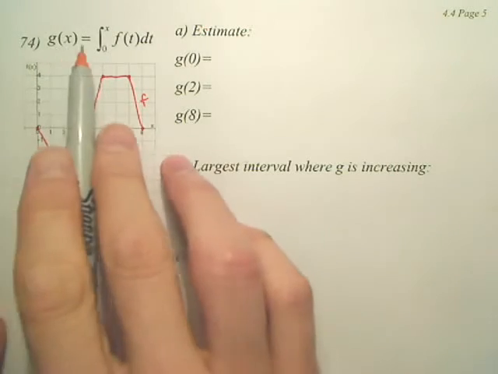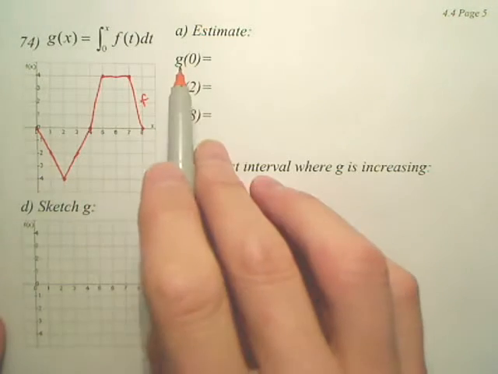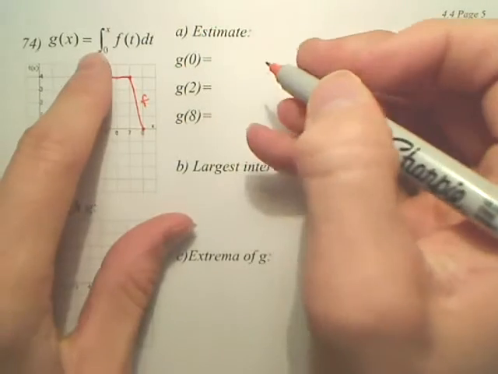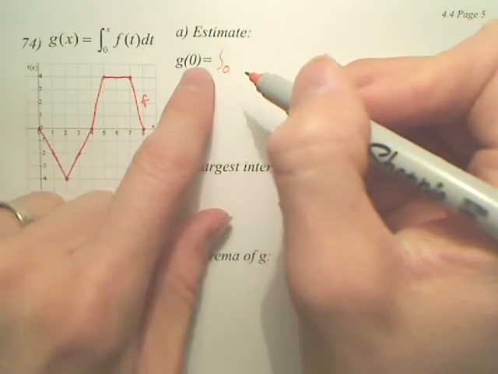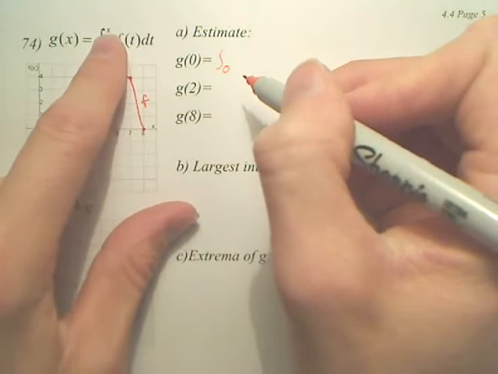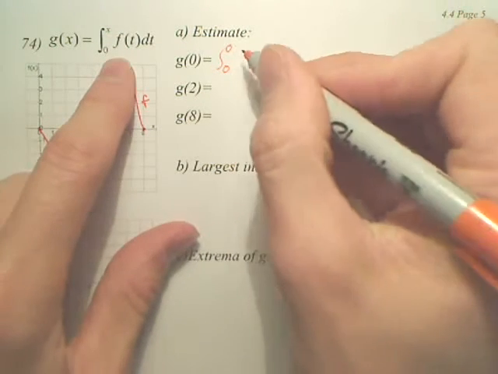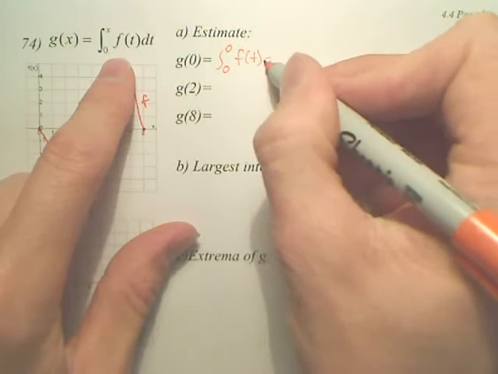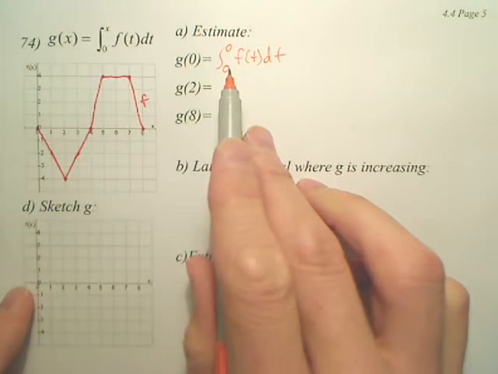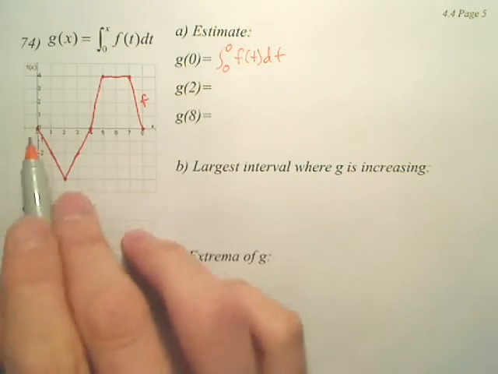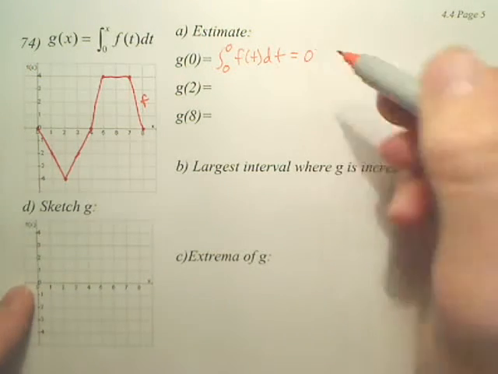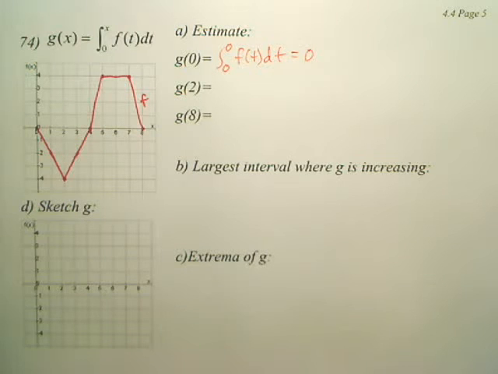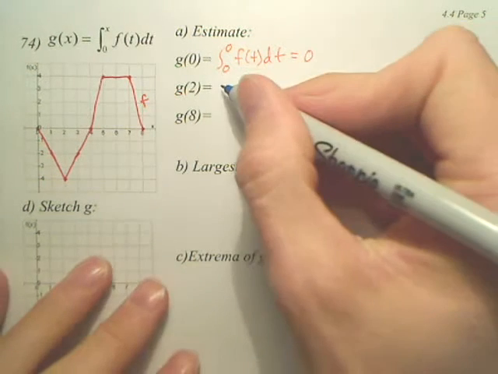Class, if this is what's given, I want to find g of 0. So all g of 0 means is I want to do the integral. What's x? Isn't it 0? So aren't I just going to plug 0 for x? What's that going to be? What's the area of this graph from 0 to 0? Any area from itself to itself, from one point to itself, is nothing.